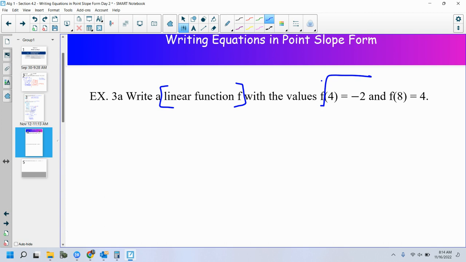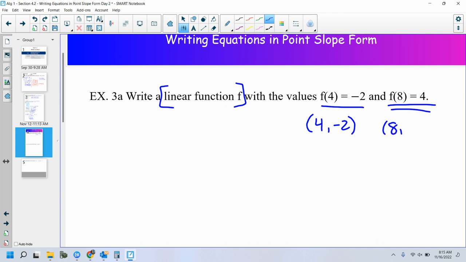Okay. What is this really telling me? Translate it from function notation. 4 comma negative 2. Okay, what is this telling me then? 8 comma 4.